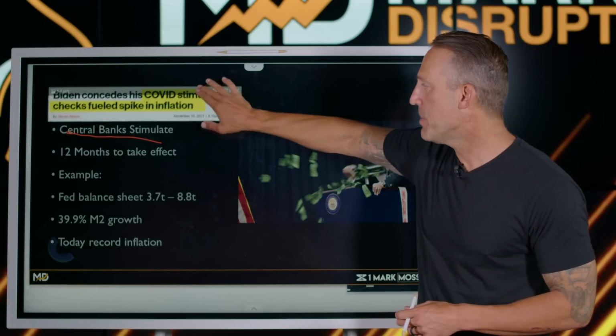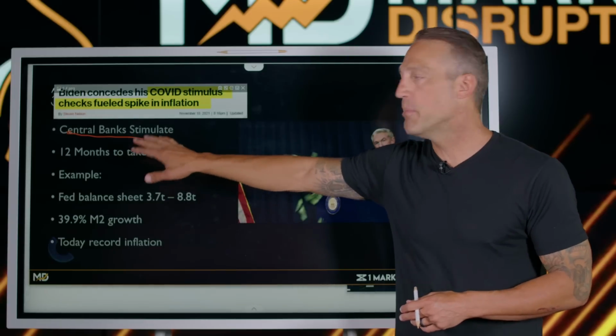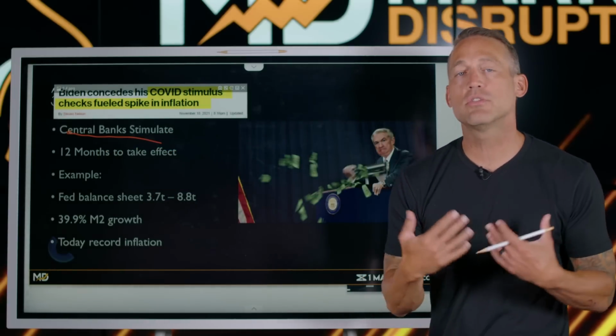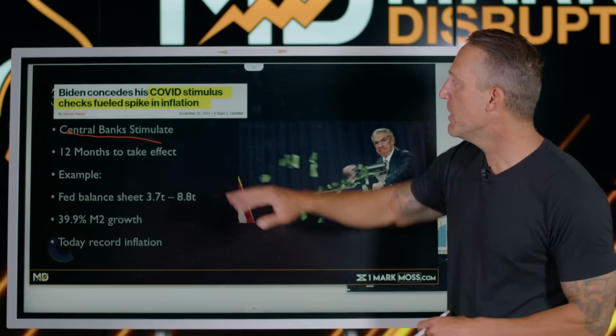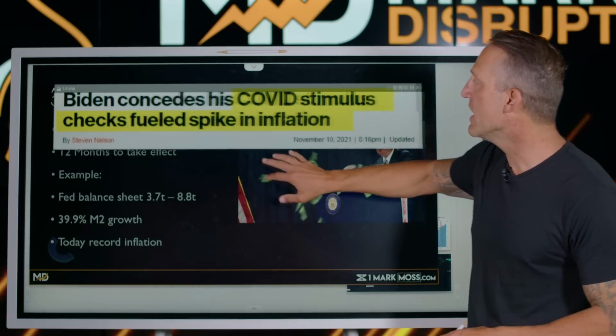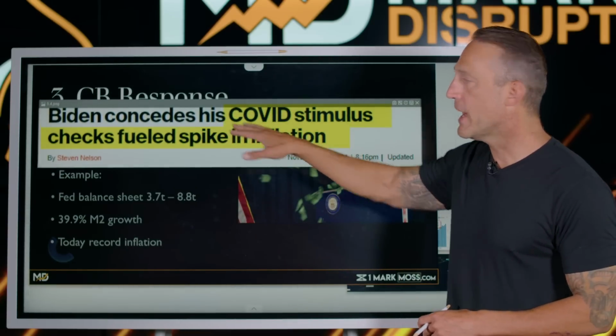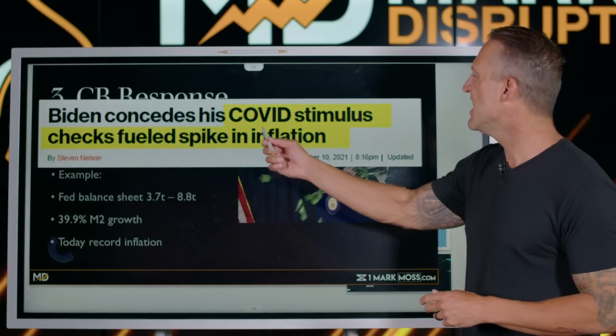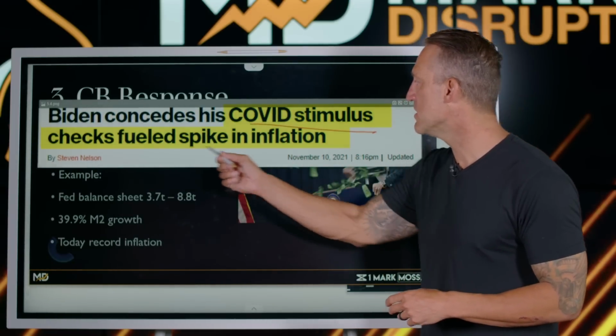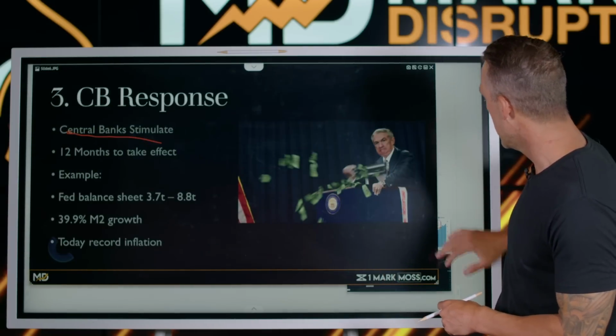But what happens? Well, within 12 months later, you start to see the effects of that money. And of course, we are seeing that now with massive inflation. Biden finally concedes. Remember, we don't have inflation. Inflation's transitory. It's Putin's fault, all of those things. But he finally concedes that the stimulus policies is really what led to the spike in inflation.